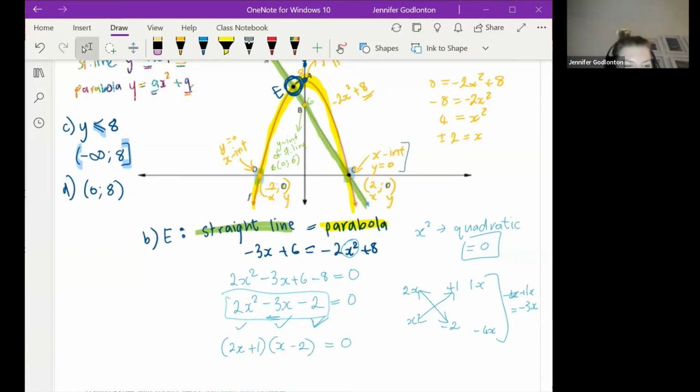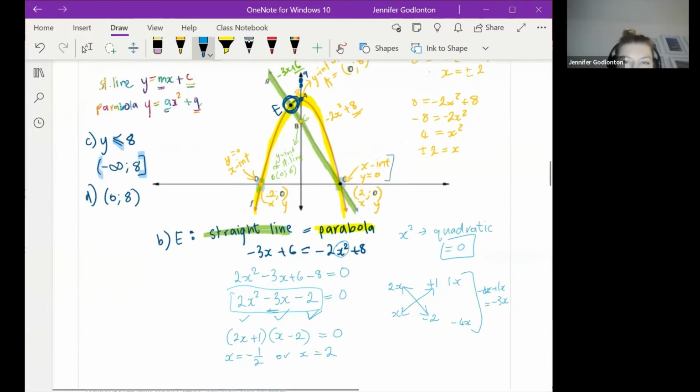Can we just say x? Yes, totally fine to just say x. Okay, so x is equal to negative 1/2 or x is equal to 2.